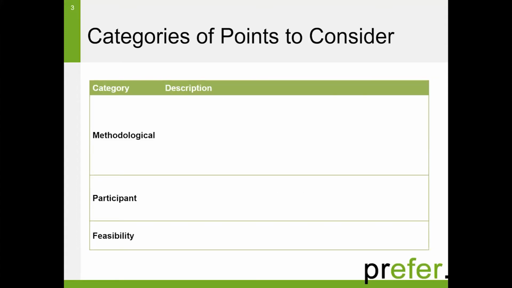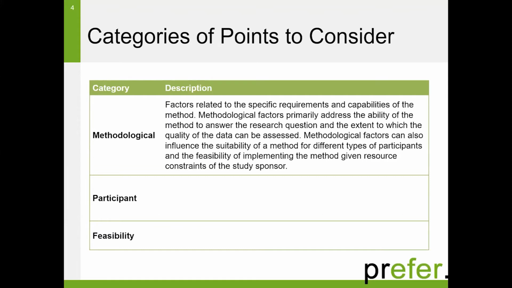So with that in mind, we organize the points to consider for method selection into three categories: methodological factors, participant factors, and feasibility factors. Methodological factors are those describing the specific requirements and capabilities of the preference elicitation method itself. These factors specifically address the ability of the method to answer the research question.